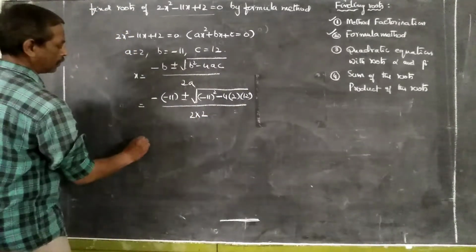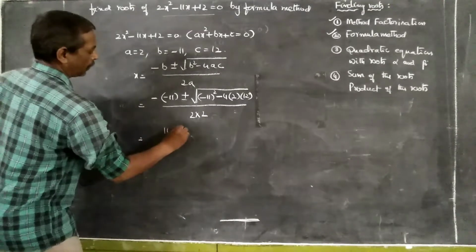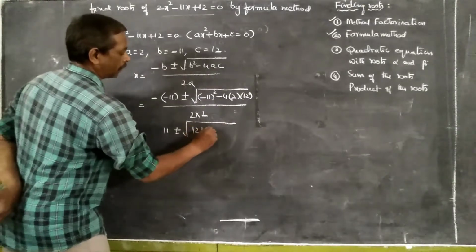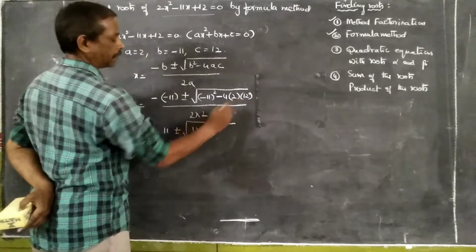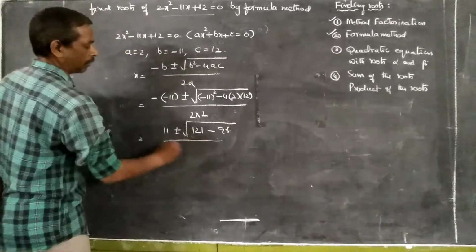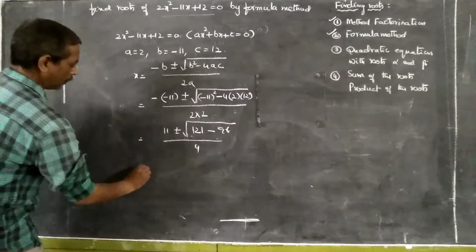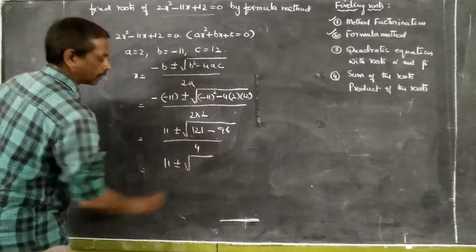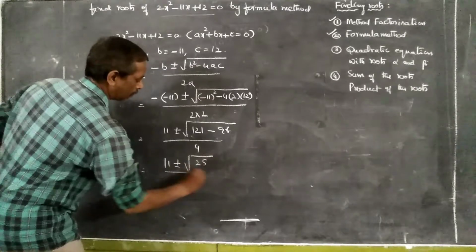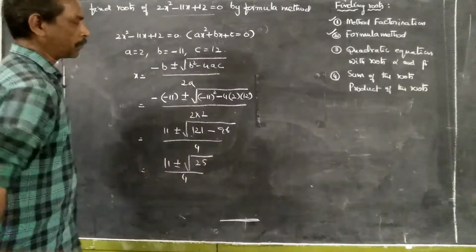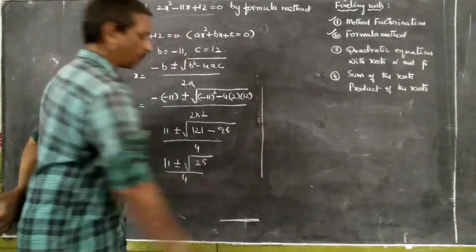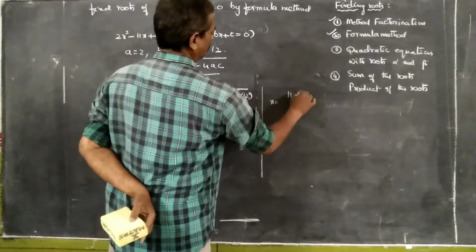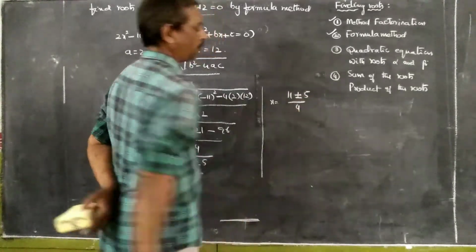Now simplify. Minus into minus is plus. So 11 plus or minus square root of 11 whole square, 121, minus 4 2s are 8, 8 12s are 96, by 2 2s are 4. Simplify: 11 plus or minus square root of 121 minus 96, 25, by 4. 25 is a perfect square, so its square root is 5. Therefore, x = (11 ± 5)/4.